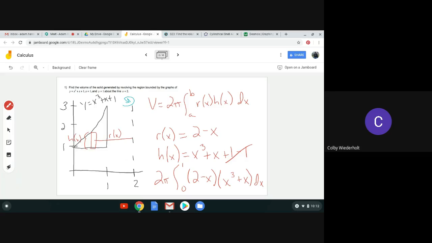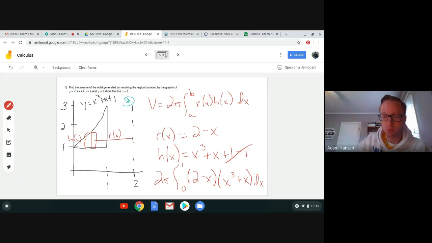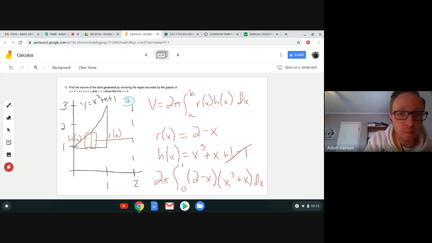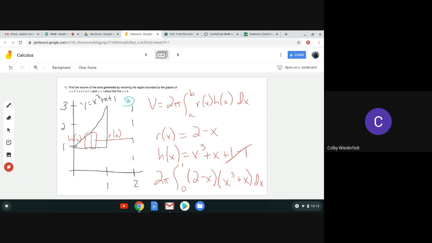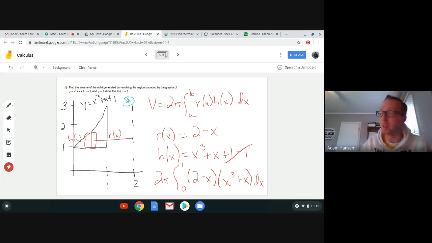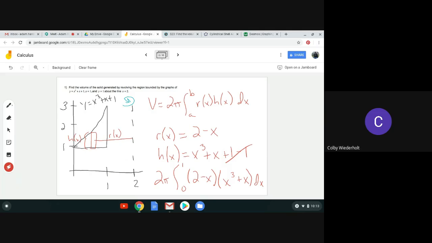How did you get your bounds for your integral? We are rotating a region bounded on the x-axis for values between 0 and 1. This region from left to right only goes between 0 and 1 on the x-axis, even though I'm rotating around x equals 2. Okay. Does that make sense? Yeah.